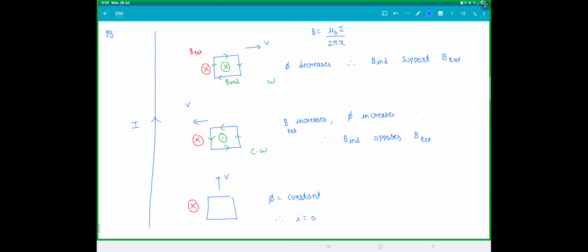I wrote wrong, na? Sorry. This is clockwise. This is anti-clockwise. I wrote reverse, my mistake. Clear with this? I was saying clockwise, but I wrote direction wrong.